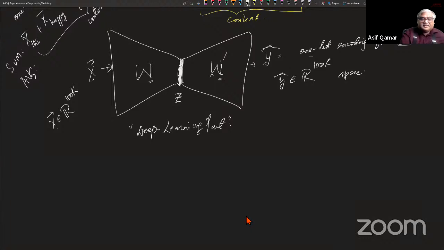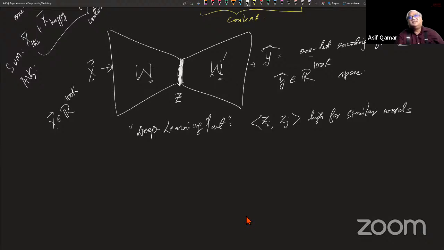The deep learning part is: given two words, zi and zj, and remember I use this for dot product, it should be high for similar words. At the end of it, all the words that are sort of similar should ultimately come closer, but you don't try for that. Your loss function is that you expected cow and what came out.